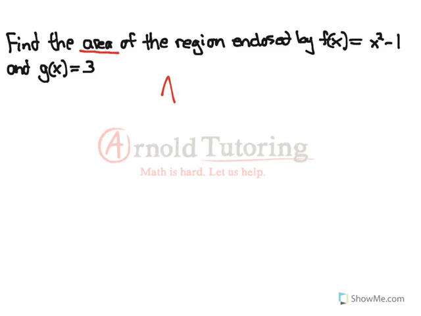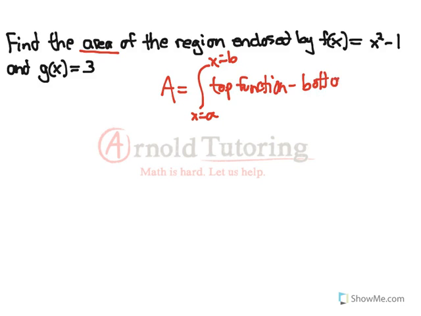Let's think about our area formula. We usually say area equals the integral from x equals a to x equals b, so the left point to the right point, of the top function, or the higher function, minus the bottom function, or the floor, dx, which means we need these functions in terms of x.